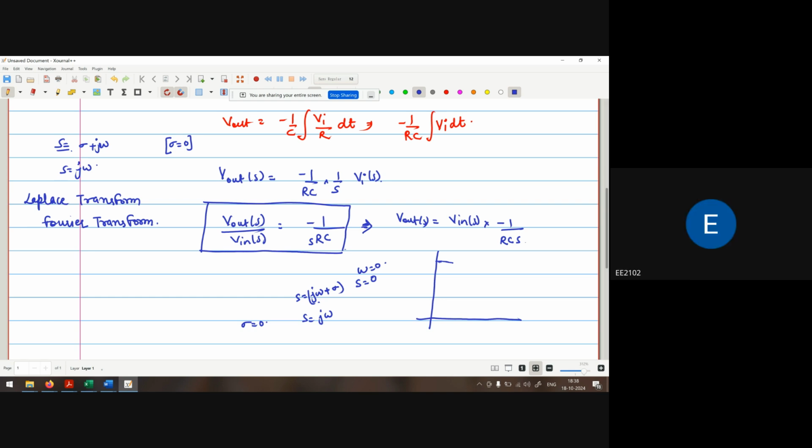Now if omega is 0, that means S is 0. If S is 0, this particular term will be infinite. That means the output is infinite. So for DC, it will give infinite.